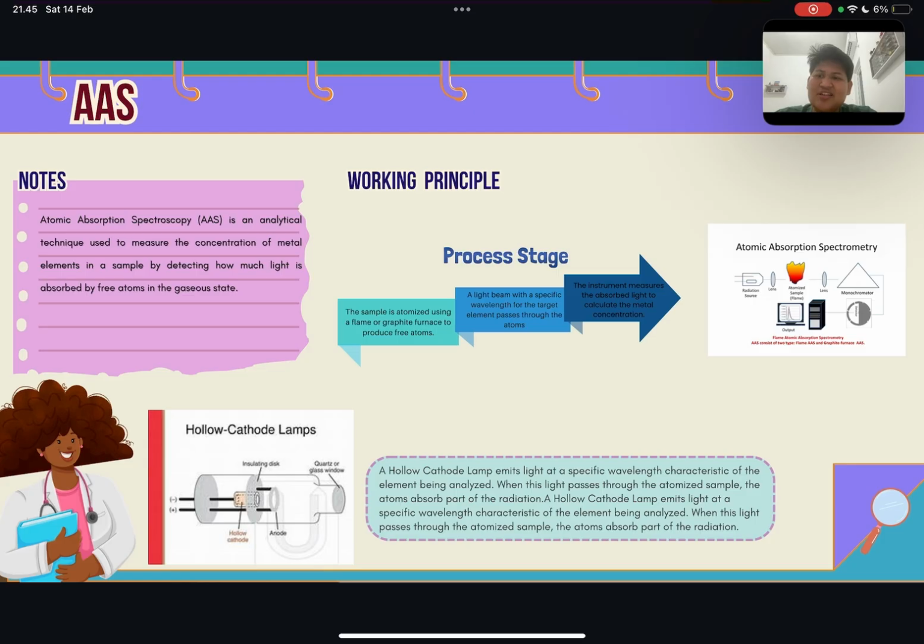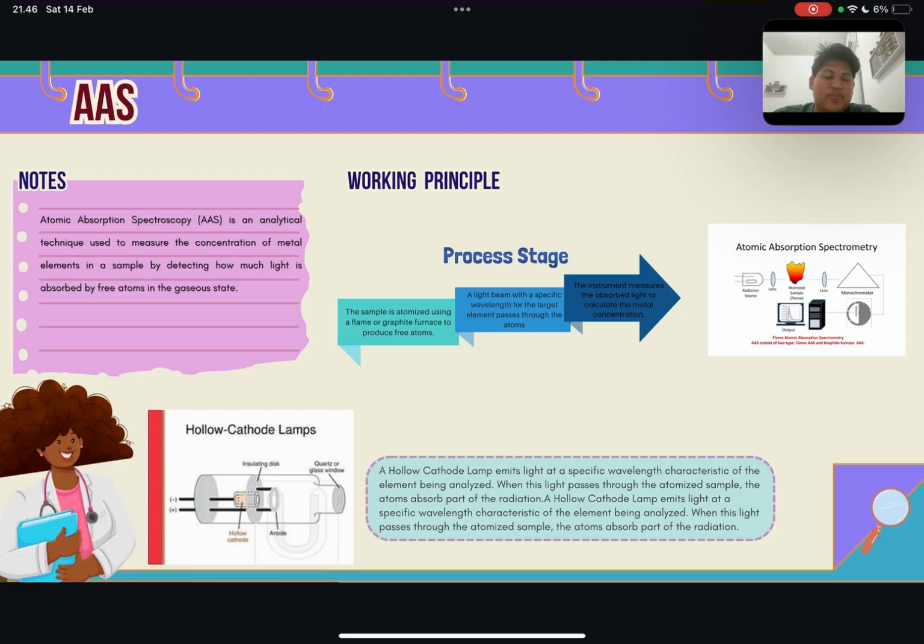What is AAS? Atomic absorption spectroscopy is an analytical technique used to measure the concentration of metal elements in a sample by detecting how much light is absorbed by free atoms in the gaseous state. So we have a process stage. The sample is atomized using a flame or graphite furnace to produce free atoms. A light beam with a specific wavelength for the target element passes through the atoms, and the instrument measures the absorbed light to calculate the metal concentration.